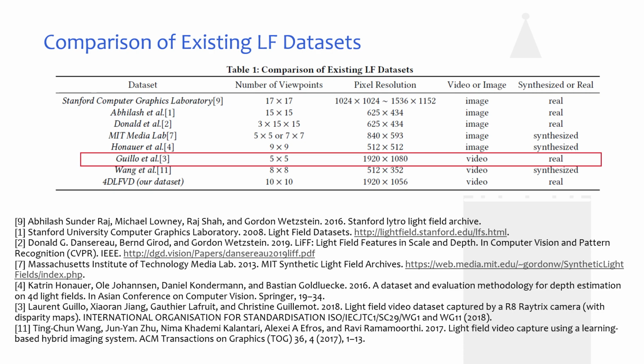Table 1 gives an overview of existing light field datasets and highlights the benefits of our 4DLFVD dataset. As we can see, although Google's dataset in Citation 3 can collect realistic light field video data, the density of the viewpoint is too low, which limits many of its applications. The remaining datasets are mostly image-based or synthetic.